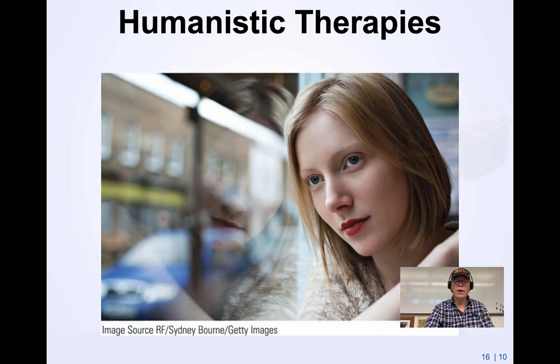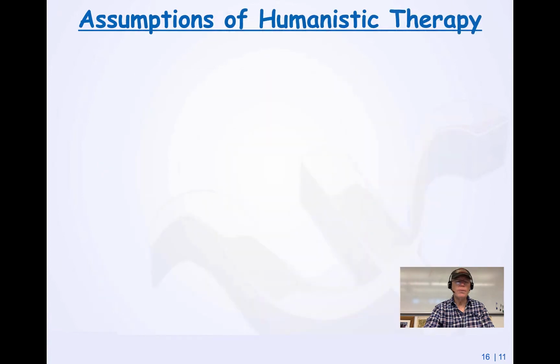We're going to move on now to humanistic therapies. Humanists, remember, have a different set of assumptions about problems. All right, and so this is going to sound very different than the psychodynamic, which is good. They should be different. You should be able to compare and contrast these methods of therapy.